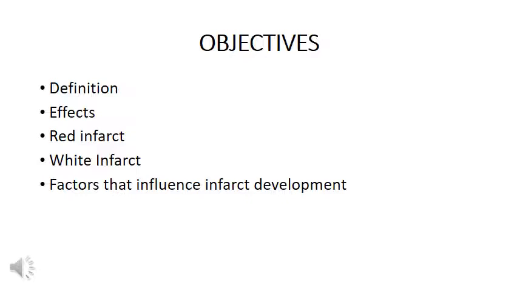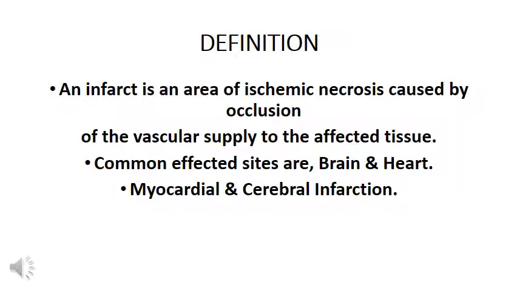First of all, you have to keep in mind the objectives of today's lecture. We will discuss the definition, effects, and red and white infarction, and then we will discuss the factors that influence infarction development. So what is infarction? Infarction is an area of ischemic necrosis caused by the occlusion of the vascular supply to the affected tissue.